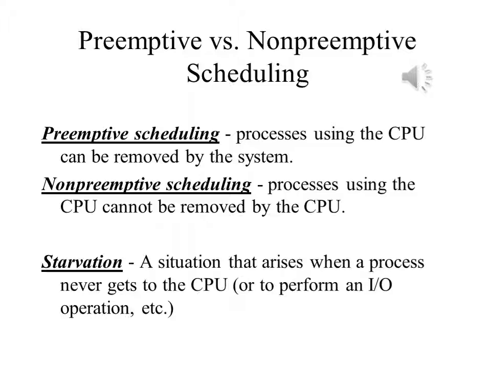There is another term that is important to understand before we start talking about CPU scheduling. Starvation refers to a situation where a process waits indefinitely for the CPU without ever getting to use it. This can also refer to the scheduling of I/O operations. This is extremely undesirable and something that we will seek to avoid.